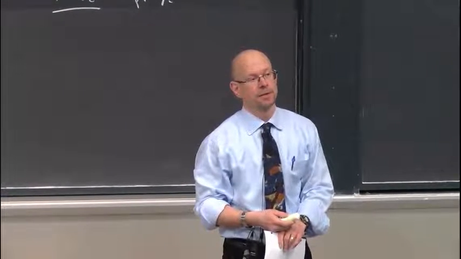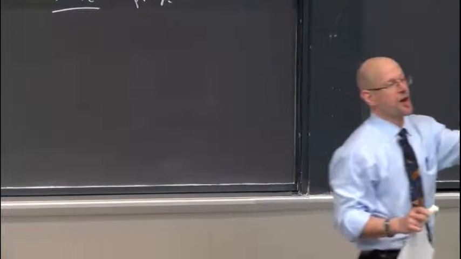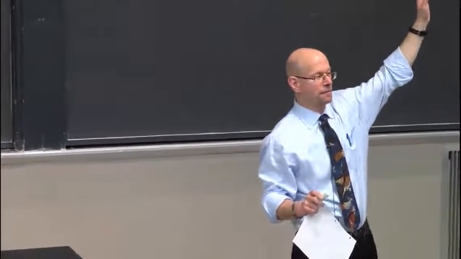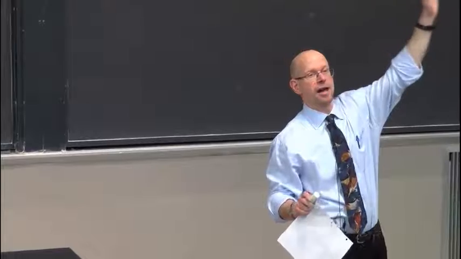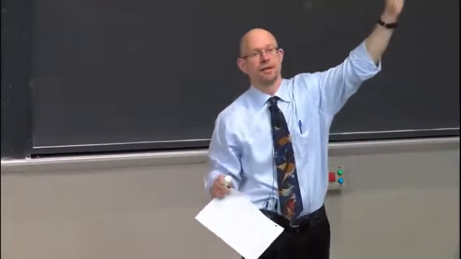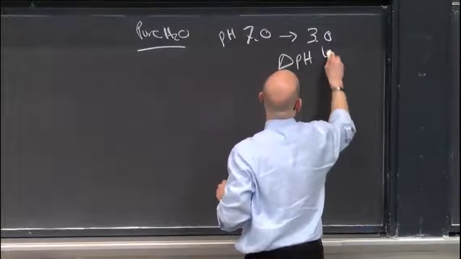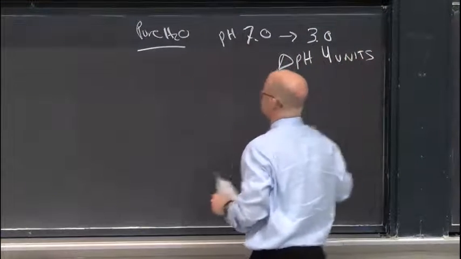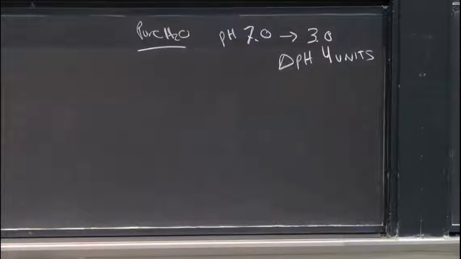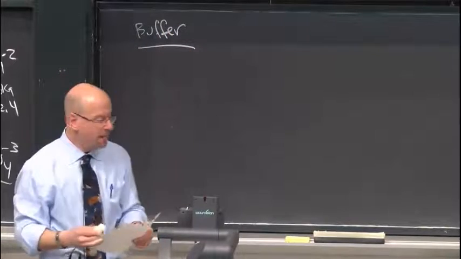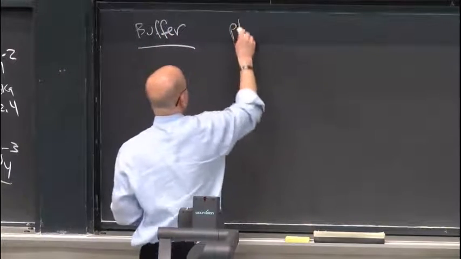How many people think it's going to be... I'm going to give you 3 choices. It's either 9, 5, or 3. Okay. How many people think it's 5? How many people think it's 9? How many people think it's 3? Sure. The pH went from 7 to 3. So we had a change in pH of 4 units. Let's do the exact same thing in our buffer. Okay? Now remember, our buffer started with a pH of 4.76.